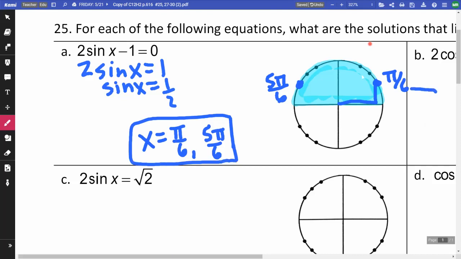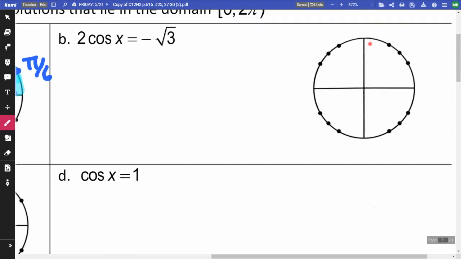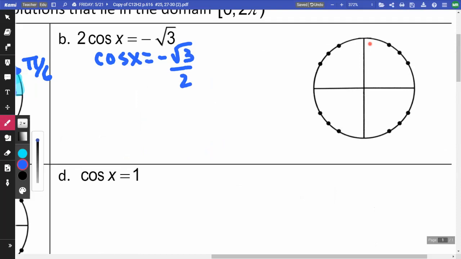Okay, on letter B. So for this one, I am going to divide by 2. So I'm going to get cosine x is equal to negative root 3 over 2. So this is a long. And when I'm looking at this, I want where my cosine is negative. Cosine is your x, and your x is negative on this side, over here.